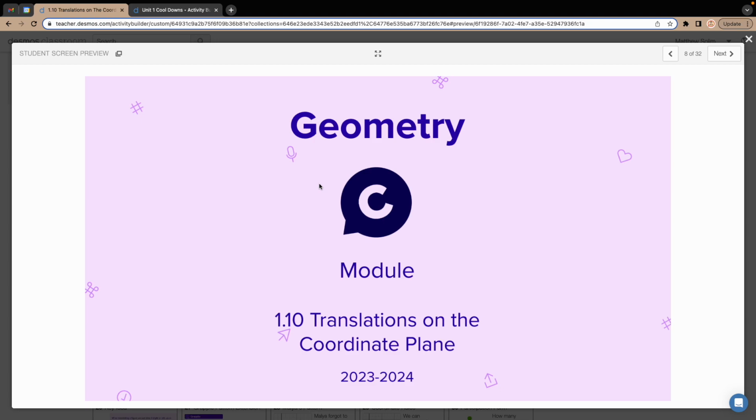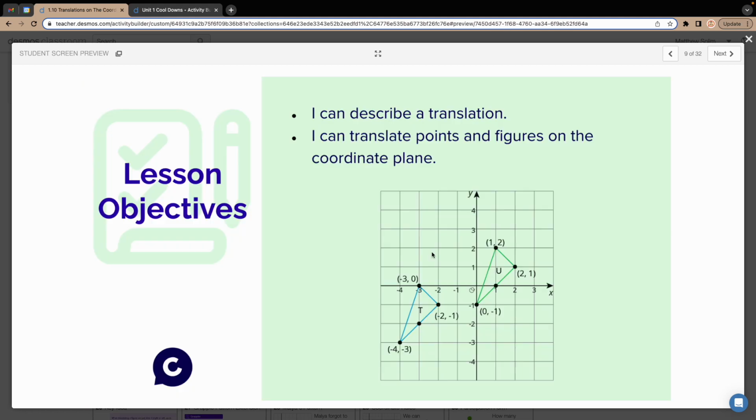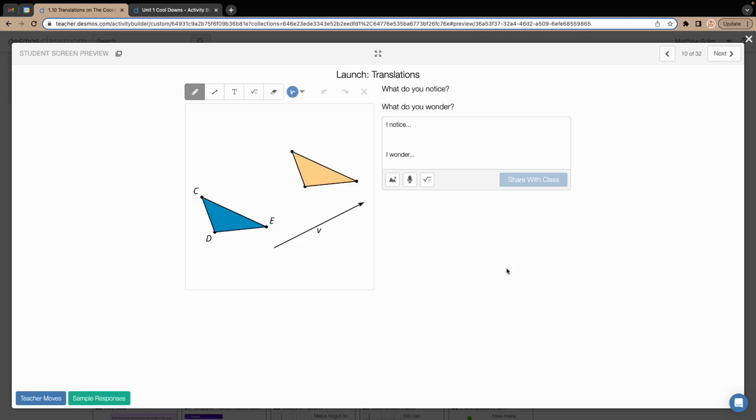3 rigid motions, and today we're really just going to focus on translations on the coordinate plane. So they look like this, right? We're going to describe how this shape moves on the coordinate plane for a translation. So some things you could notice or wonder here, we just started off the lesson with, oh, so this is a V. What does that mean? It's every point is moving this direction and distance.